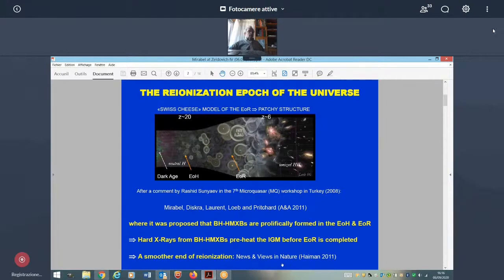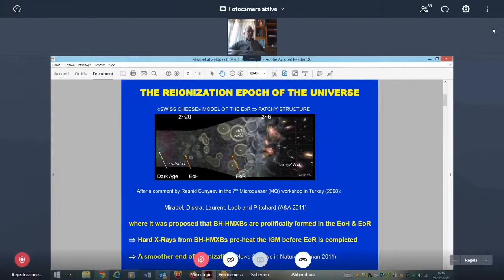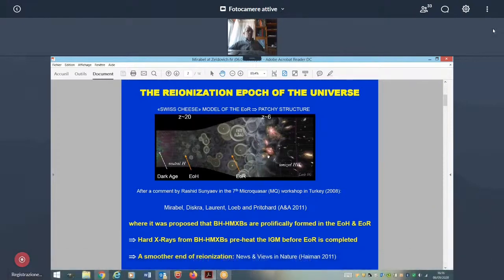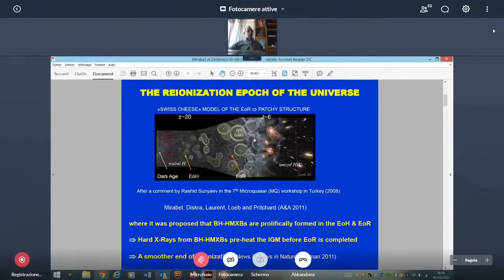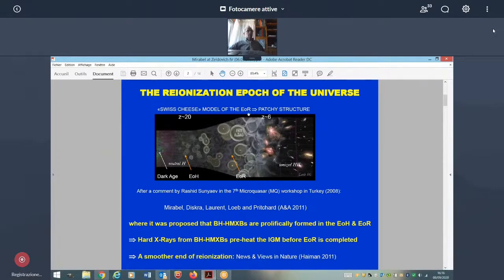A couple of weeks after the publication of this paper, there was a new symbiosis in Nature where it was proposed that if this idea that we propose about black hole high mass X-ray binaries was correct, the end of the reionization epoch should be smoother than previously thought, in the context of this Swiss cheese model. So the reionization will have proceeded through a formation of ionized gas much less patchy than was proposed at the beginning.